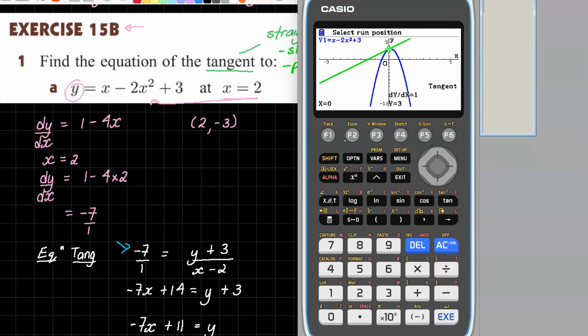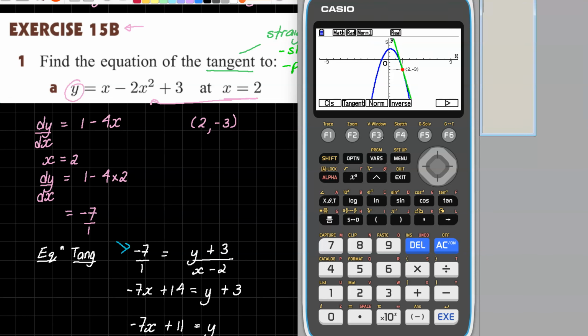This is the tangent when x is 0. So it's saying that derivative is 1. We don't want it to be 0, we want it to be 2. So I just press 2, press enter, and you can see here dy by dx is minus 7. Now if you press enter a second time, it will give you the equation of the tangent, minus 7x plus 11, and that's what we got.